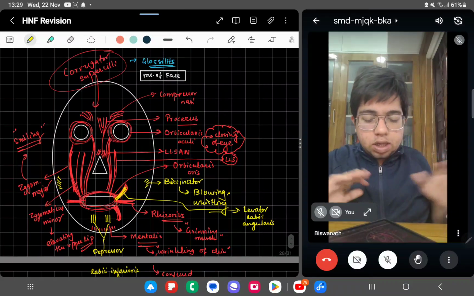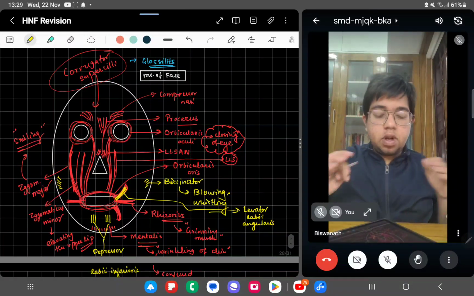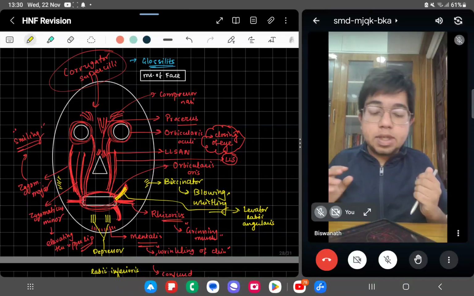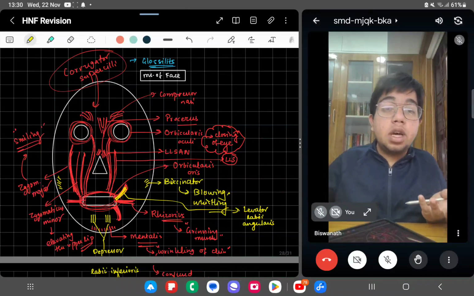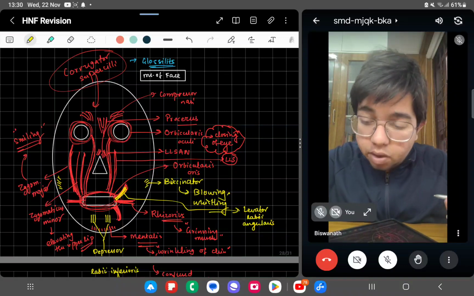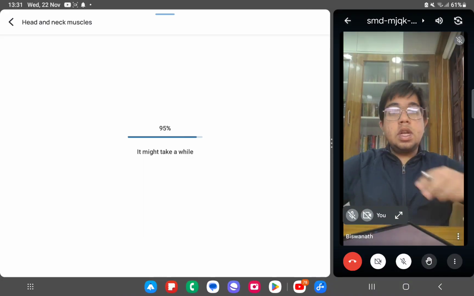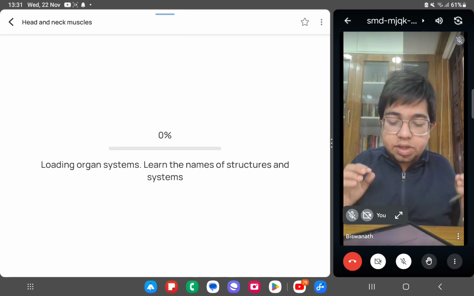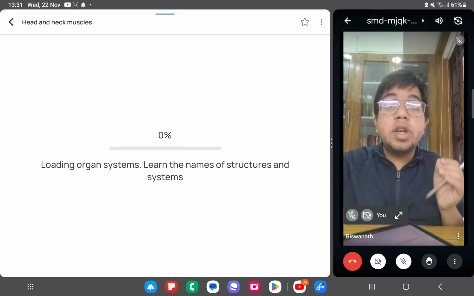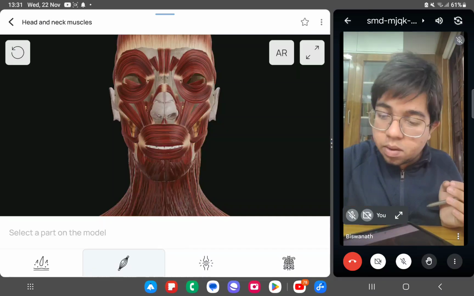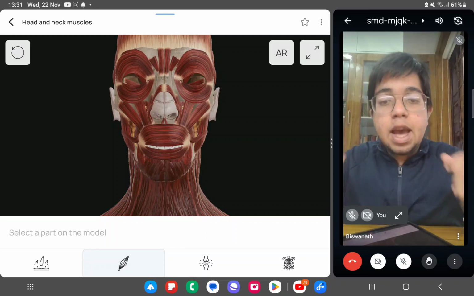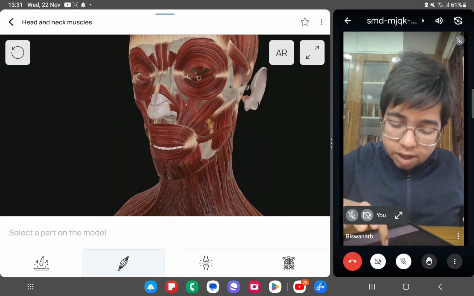So I have discussed all the muscles which are present in your face. This completes all the muscles and the actions of these muscles, how they are helping in what manner. Now let us try to correlate the muscles in a 3D orientation. So here is the face. Here we have shown your face, and here is our 3D model showing all the muscles.